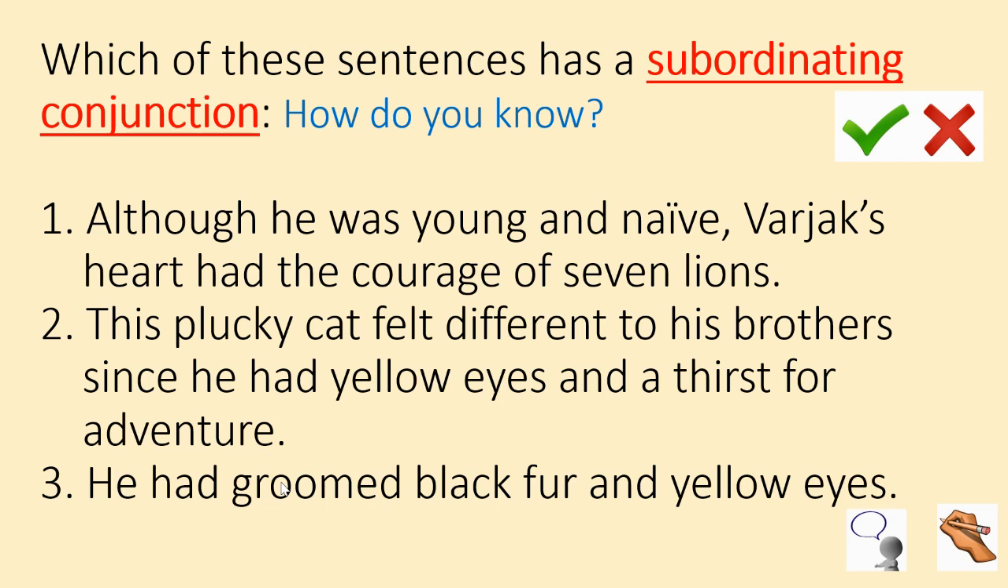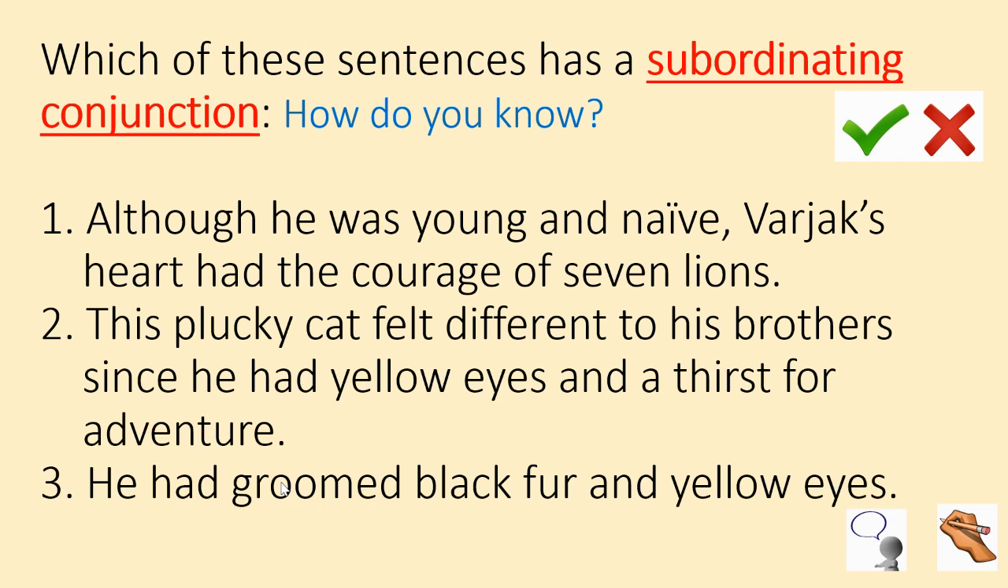Which of these sentences has a subordinating conjunction? How do you know? Let's read the sentences together. Number 1. Although he was young and naive, Varjak's heart had the courage of 7 lions. Number 2. This plucky cat felt different to his brothers since he had yellow eyes and a thirst for adventure. And number 3. He had groomed black fur and yellow eyes. I want you to put a tick or a cross next to 1, 2, or 3. Tick if it has a subordinating conjunction, a cross if it doesn't. Do that now. Press pause.